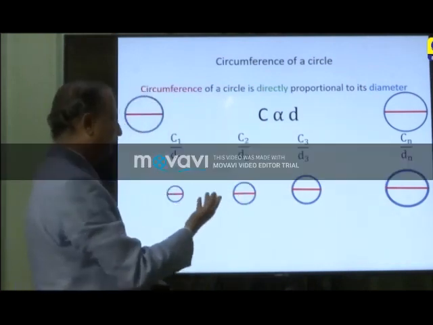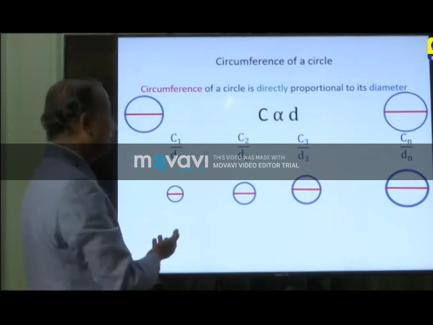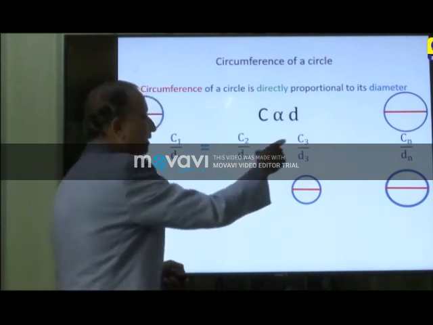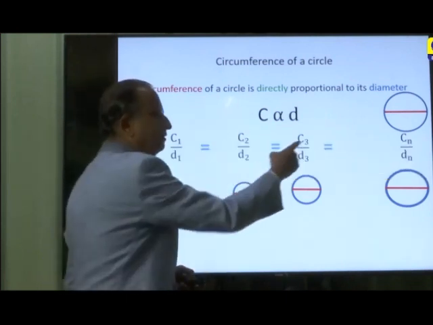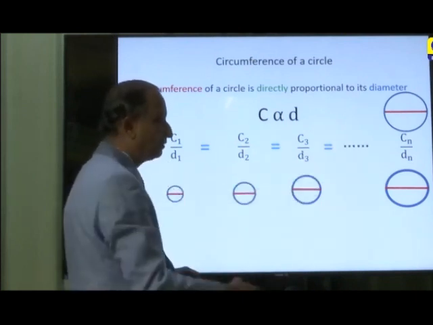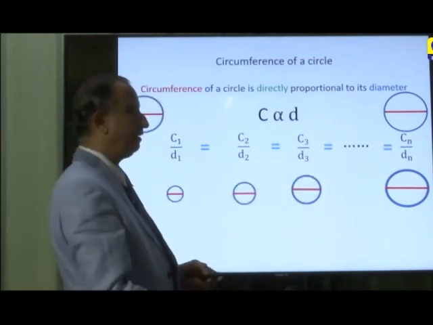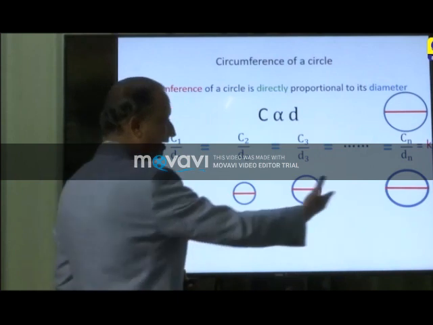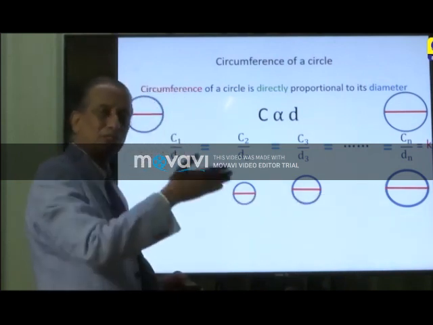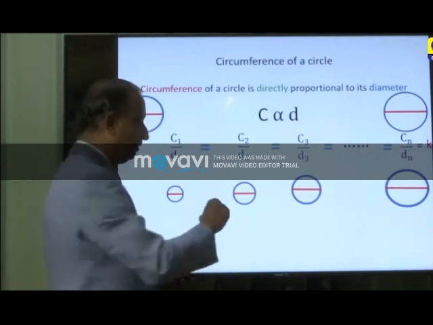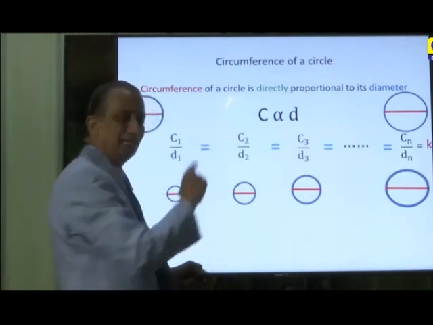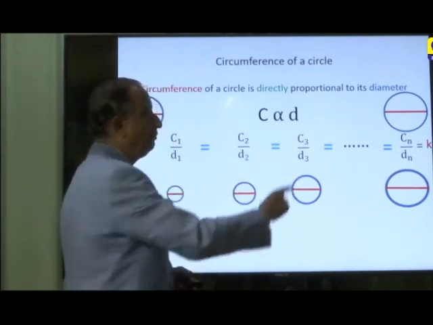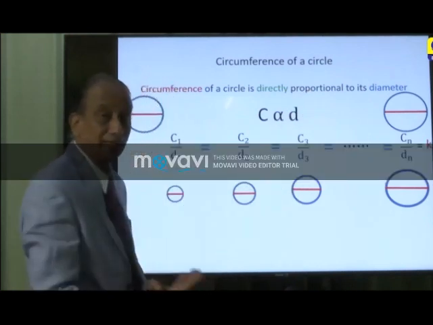If you now observe and compare all these quotients, you will see that C1 by D1 is equal to C2 by D2, and C2 by D2 is equal to C3 by D3, and C3 by D3 is always equal to Cn by Dn, and Cn by Dn is equal to K, some constant K. So in all these cases, however big or small the circle may be, the ratio between the circumference of the circle and its diameter is always a constant. If the quotient is a constant, we say this proportion is direct proportion.